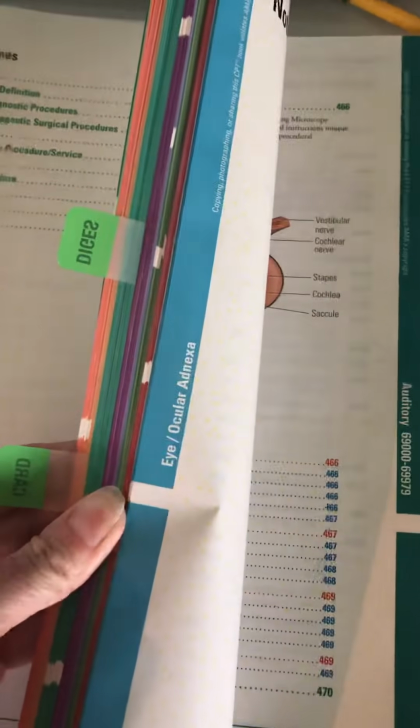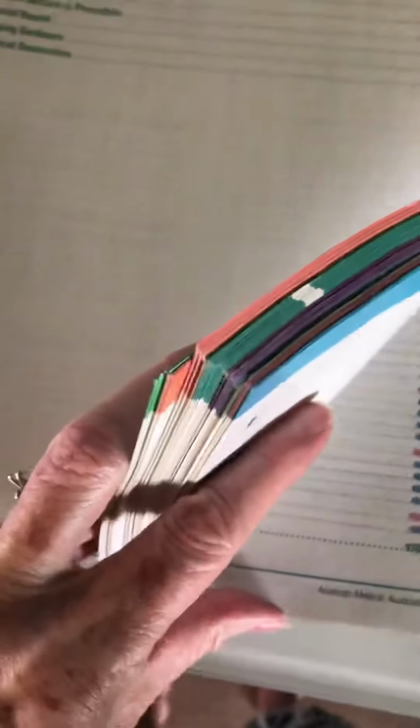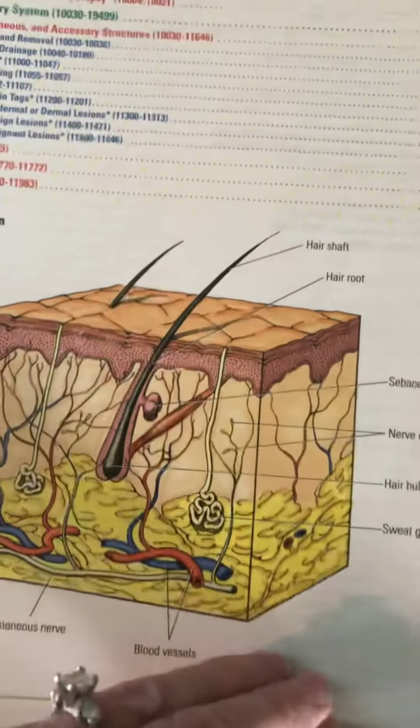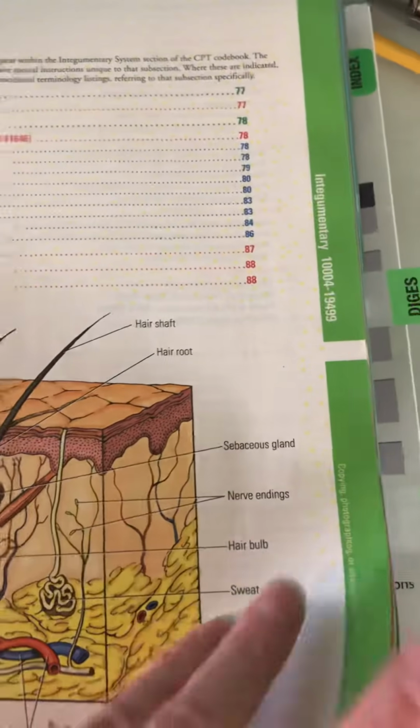So the bulk of the codes you can see are from the surgery section. So that goes from codes 15999 to 69979. Actually, this surgery starts with integumentary, which is code 10004.